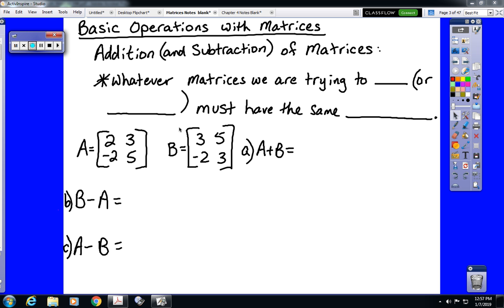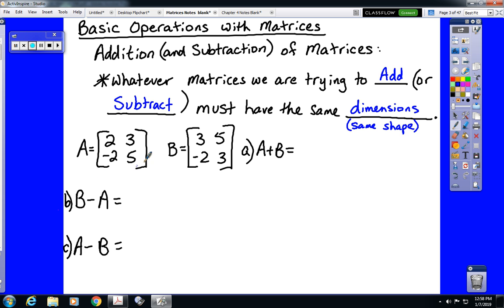So, whatever 2 matrices we are trying to add or subtract, there is a property that has to be true. Anytime that we try to add or subtract 2 matrices, those 2 matrices must have the same dimensions. They must be the same shape. If they're not, you cannot add them. And if you cannot add or subtract, then you would simply answer with no solution, or the null symbol. Other than that, this process is relatively simple.